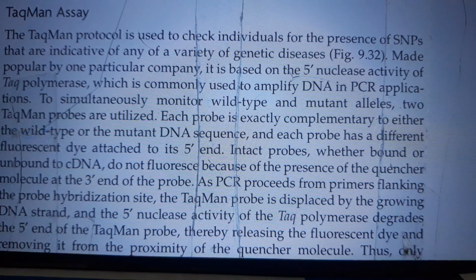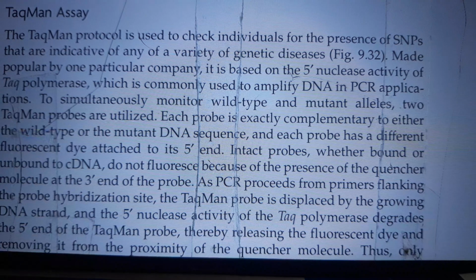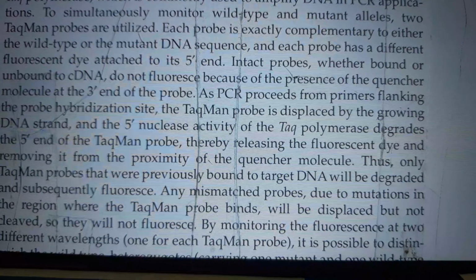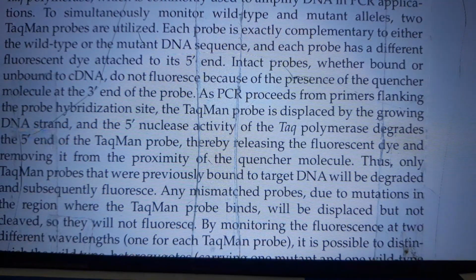To simultaneously monitor wild-type and mutant alleles, two TaqMan probes are utilized. Each probe is exactly complementary to either the wild-type or the mutant DNA sequence, and each probe has a different fluorescent dye at the 5' end. Intact probes, with bound or unbound target DNA, do not fluoresce because of the presence of the quencher molecule at the 3' end of the probe.